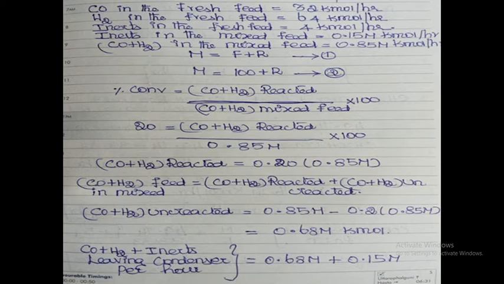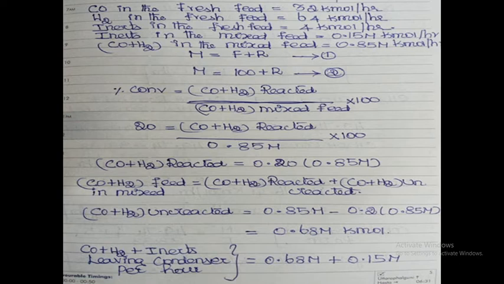CO in the fresh feed, this is given data, 32%. All percentages are volume percentage, and volume percentage is equal to mole percentage. So CO in the fresh feed is 32 kilomole per hour, hydrogen in the fresh feed 64 kilomole per hour, inerts in the fresh feed 4 kilomole per hour. These are the given data. One more piece of data is given: inerts in the mixed feed, 15%.